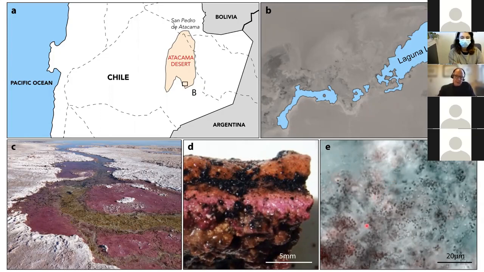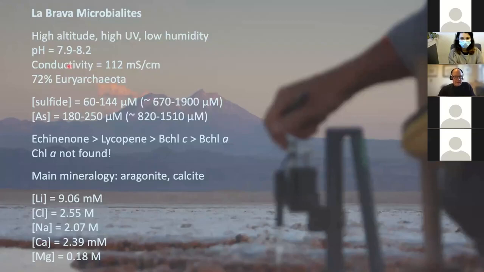It also was found by Ron Oremland to use arsenite and make arsenate in photosynthesis. So it's an arsenotrophic photosynthesizer. La Brava is at high altitude, with UV 25 times higher than at sea level, very low humidity, a fraction of a percent. The pH is on the alkaline side. And very interestingly, the diversity is almost three-quarters Uri-Archaeota, very, very unusual. Sulfide is high, arsenic is very high, and there is no chlorophyll a.